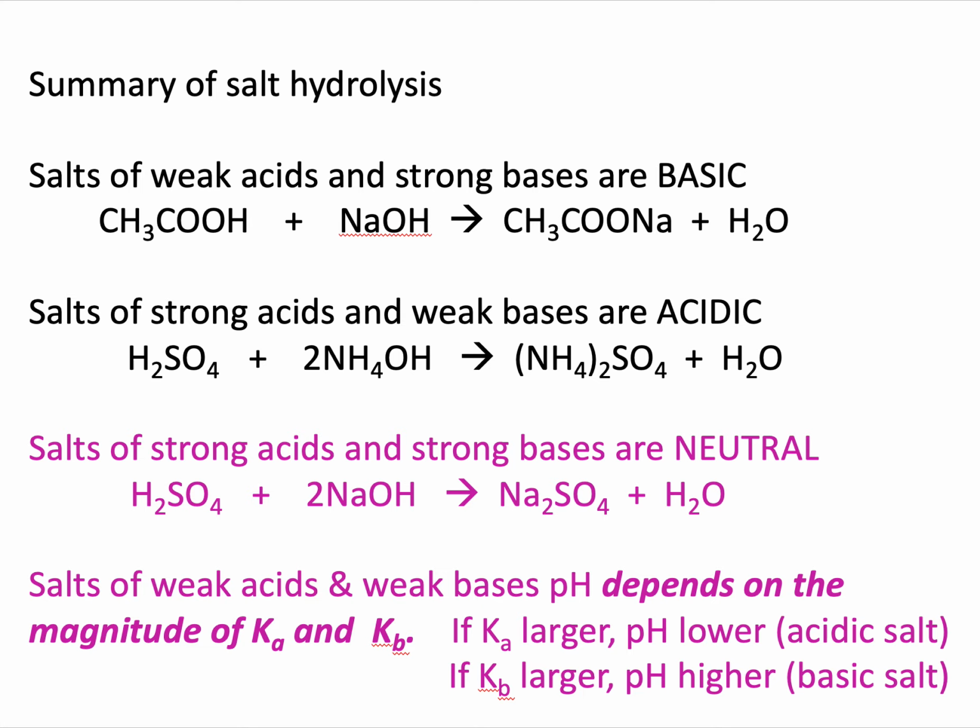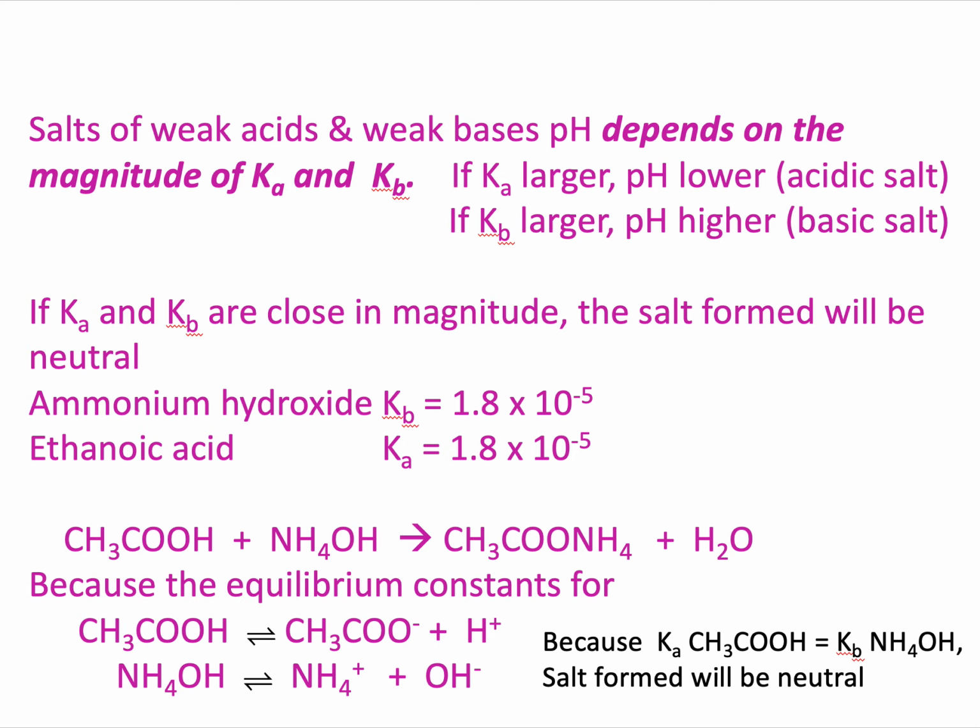And right at the bottom, the salts of weak acids and weak bases, the pH of the resulting salt depends on the magnitude of the Ka and the Kb, the acid dissociation constant, the base dissociation constant. If Ka is larger, the pH of the salt will be lower, an acidic salt. If Kb is larger than Ka, the pH will be higher, and that's a basic salt. And so if we look at two salts here, ammonium hydroxide and ethanoic acid, strangely enough, their Ka and their Kb are virtually the same. And so actually here, because the acid dissociation constant and base dissociation constant are equal, the salt will be neutral.